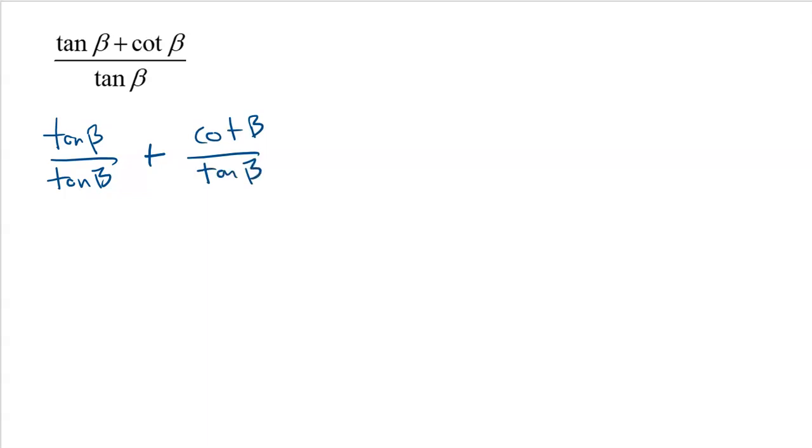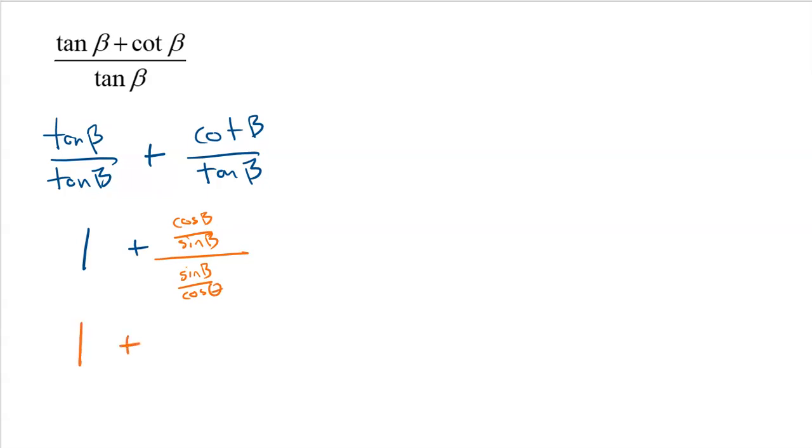Again, tangent of beta divided by tangent of beta is just 1. Plus, now what I'm going to do here is change everything to sines and cosines. Cotangent is cosine of beta over sine of beta, all divided by tangent, which is sine of beta divided by cosine of beta. So that's 1 plus. Now, wait a minute.